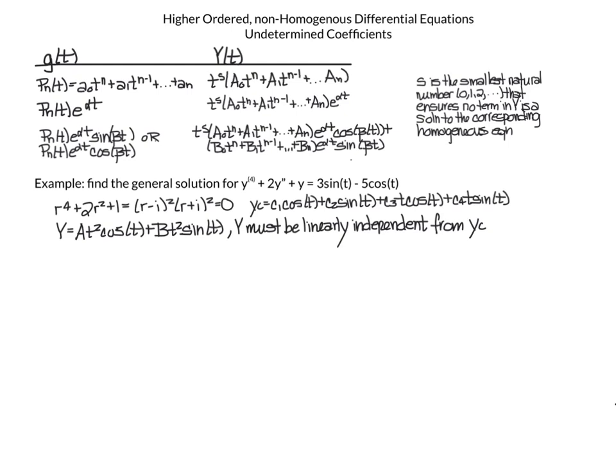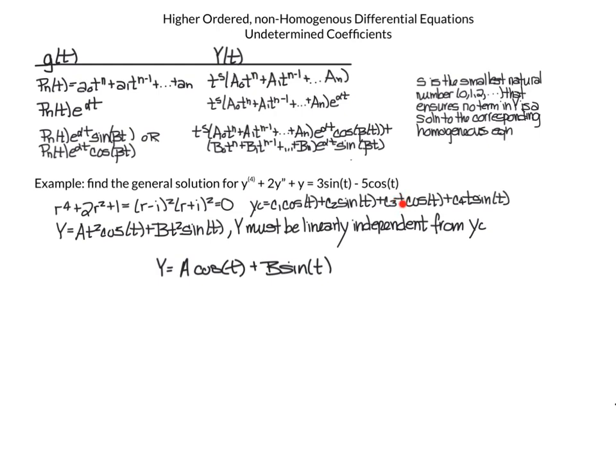Well, it came from the fact that if we had just put y equals a cosine of t plus b sine of t, then this solution here would not have been linearly independent to our solutions because of this. It just would have been repeated information from our solution from our homogeneous equation.